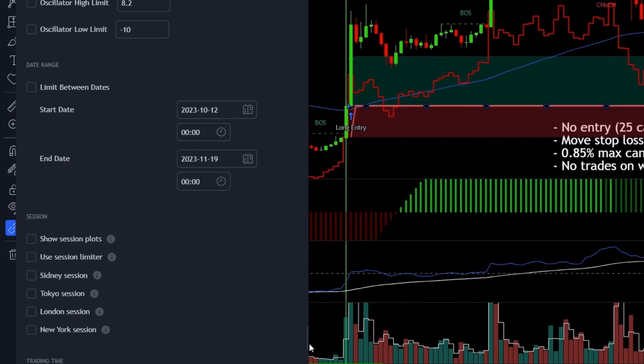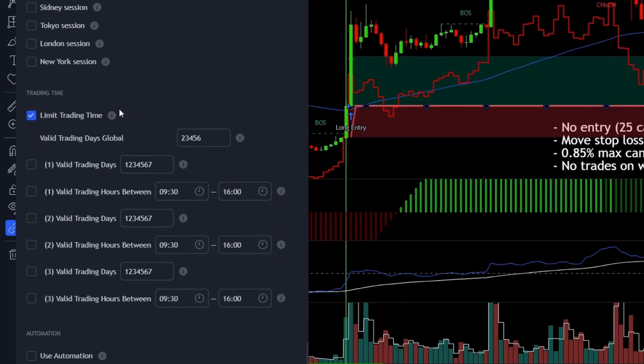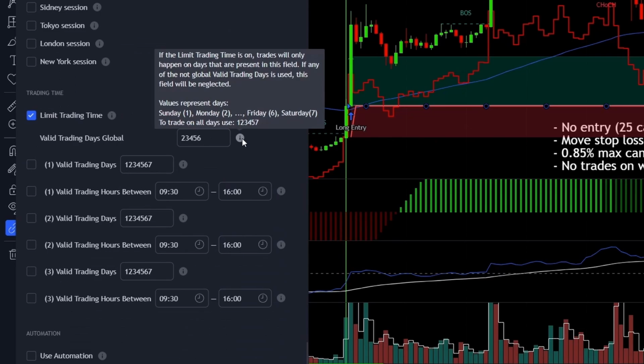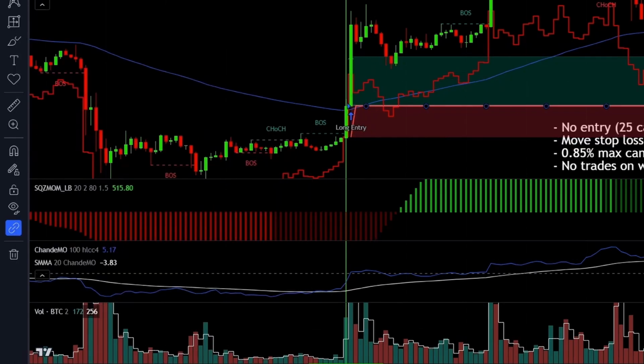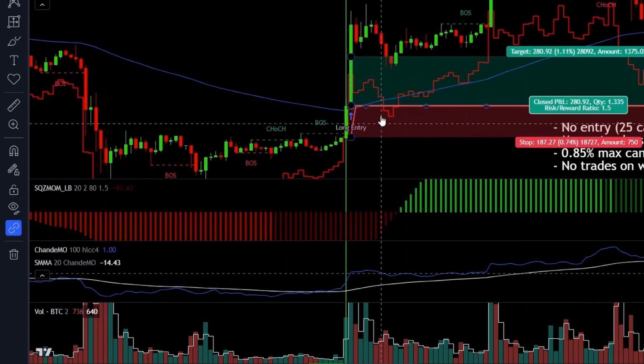And finally, we are using a trading time limiter. We only allow Monday, Tuesday, Wednesday, Thursday, Friday. So trading on weekends is not allowed. And that's it. This is the whole strategy. So now let's go over this simple example.